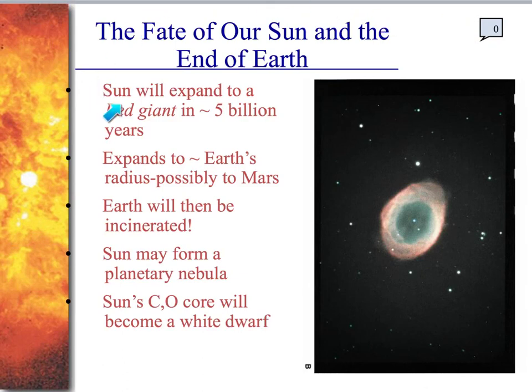But essentially, remember that we would not be here if we didn't have our sun. So the sun is eventually going to expand to a red giant in about 5 billion years. We've got a long time. It could expand to Earth's radius, possibly Mars. Earth will be incinerated. The sun may form a planetary nebula. Some stars don't. We're not sure why. The carbon-oxygen core will become a white dwarf. There's no possibility of it becoming a nova because it is not in a binary pair whatsoever.